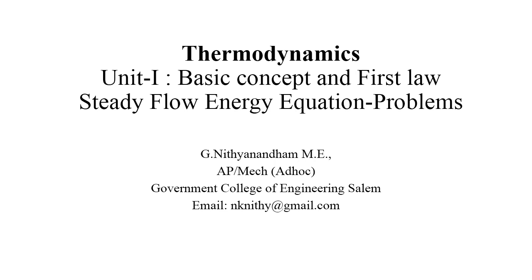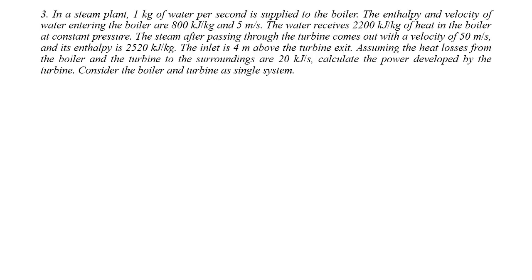So good morning students. In steady flow energy equation, we are going to see the next simple sum. In a steam plant, 1 kg of water per second is supplied to the boiler. The enthalpy and velocity of water entering the boiler are 800 kilojoule per kilogram and 5 meter per second. The water receives 2200 kilojoule per kilogram of heat in the boiler at constant pressure.